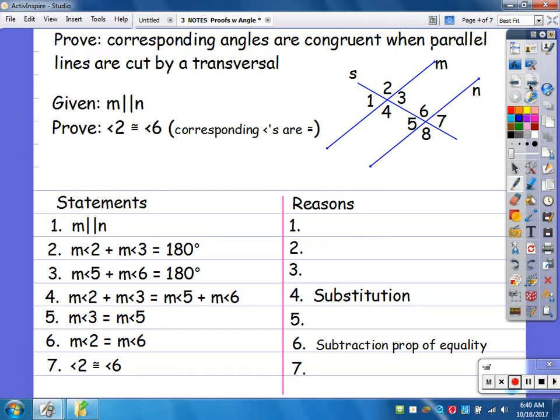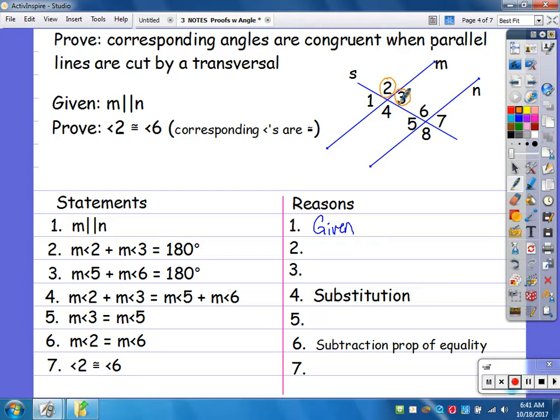So again, as I look at my statements, I see the very first thing is M is parallel to N, which is what my given statement is. So my reason that I would fill in is given. All right, statement 2 says the measure of angle 2 plus the measure of angle 3 equals 180 degrees. So what I'm going to do is look at my picture and locate angle 2 and angle 3. So angle 2 and angle 3, they're right here.